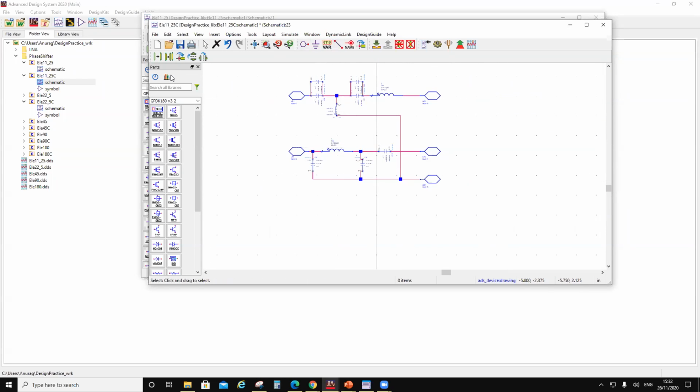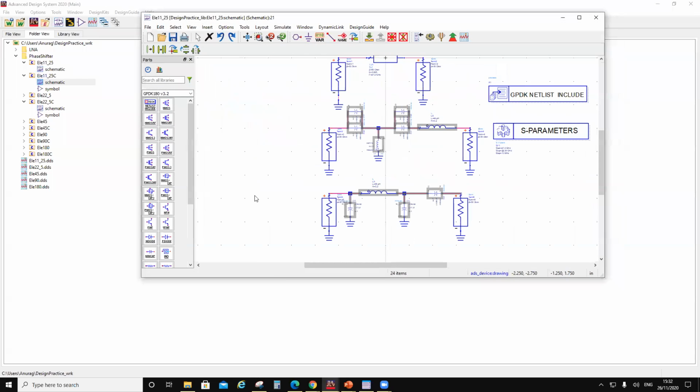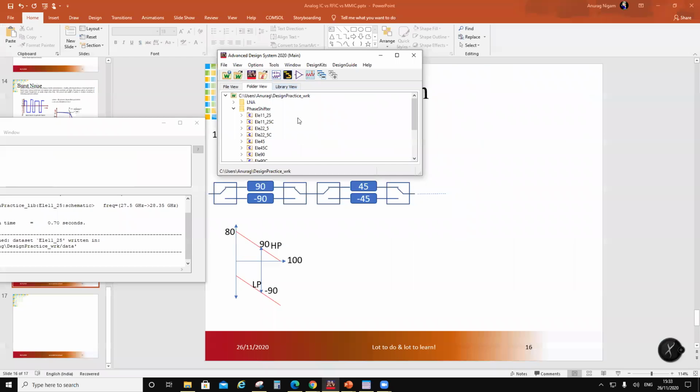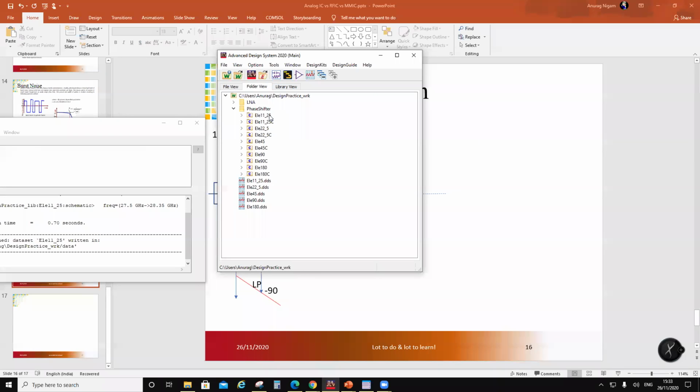Done. So this is our 11.25. Now let's have a small talk on why 5 versus 6 versus 7 or whatever. Okay. Question goes like this. The LSB is 11.25. Do I need to go to a much smaller LSB?